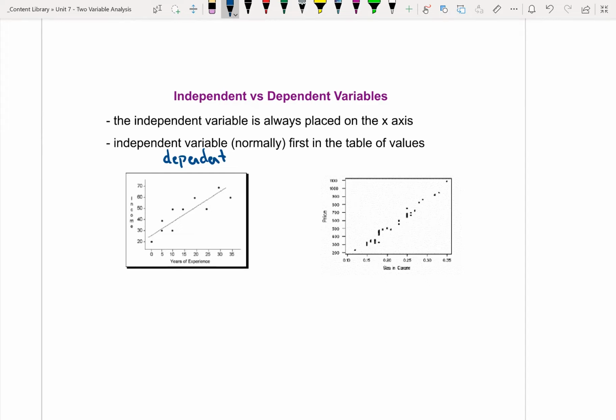And then the dependent variable is kind of the opposite. So it changes or gets influenced by the independent variable, whatever it happens to be. So if I look at the first example, I have income on the y-axis and years of experience on the x-axis. So this means that income depends on years of experience.